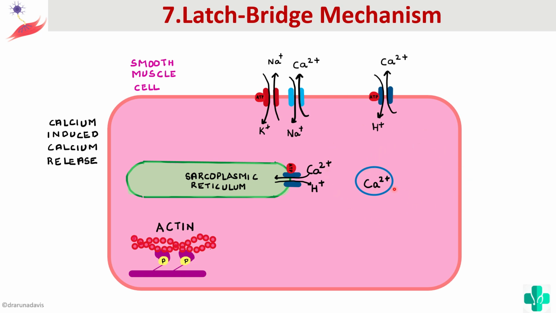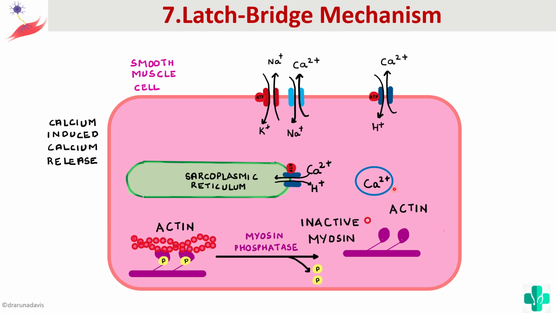Now this will cause activation of another enzyme called myosin phosphatase, which dephosphorylates the myosin and thereby makes it inactive so that it cannot attach to the actin. So then what is the latch bridge mechanism? Here's the twist. Even though the myosin is inactive, some myosin will actually bind onto the actin. They won't detach from the actin, so that a sustained contraction can be maintained.